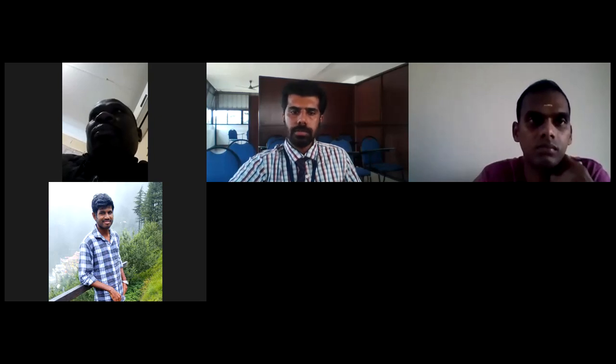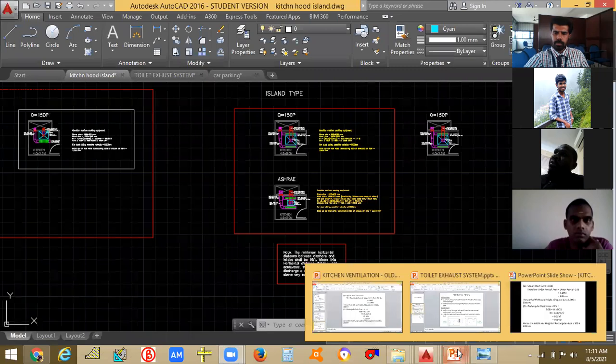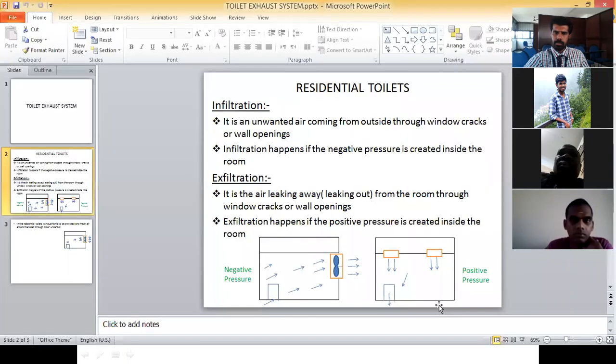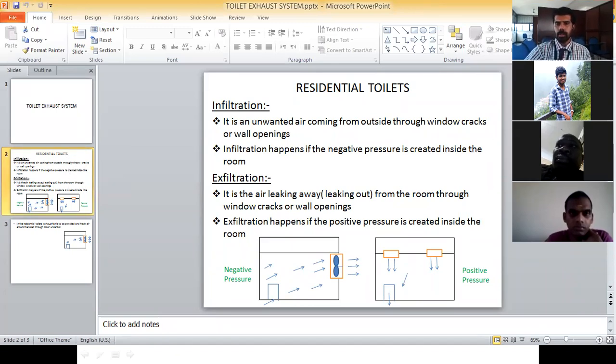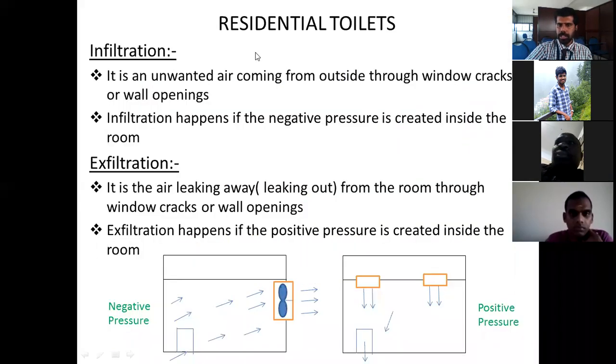I will share my screen. These are all very simple topics only, okay? Toilet exhaust system or toilet ventilation. These are the two main things which come in residential toilets or wherever it might be. One is known as infiltration. You have to keep these technical terms in your mind: infiltration, exfiltration.